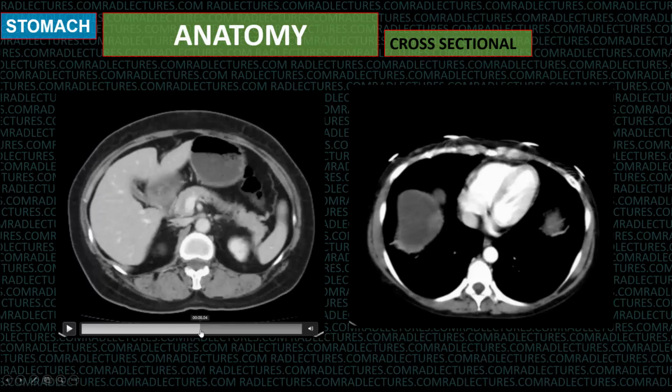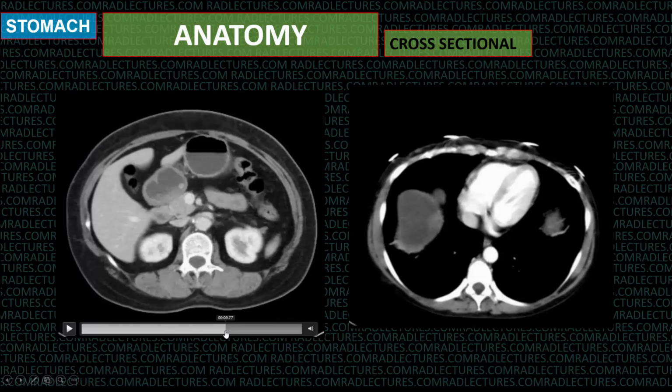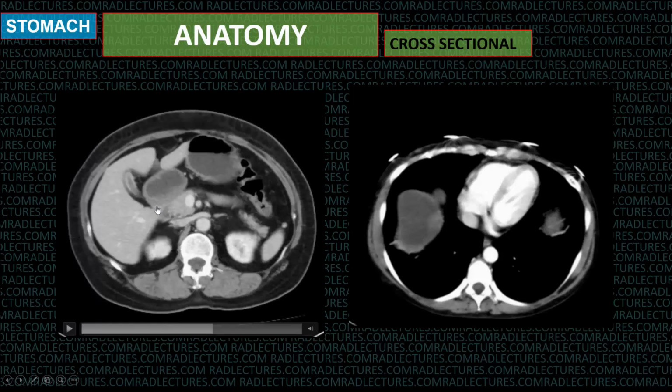As we go down further, the body of the stomach is related posteriorly. Body and the antrum are related posteriorly and inferiorly with the pancreas. Superiorly, the body is related to the liver. And as we come down, the pyloric channel is very close to the neck of the gallbladder.